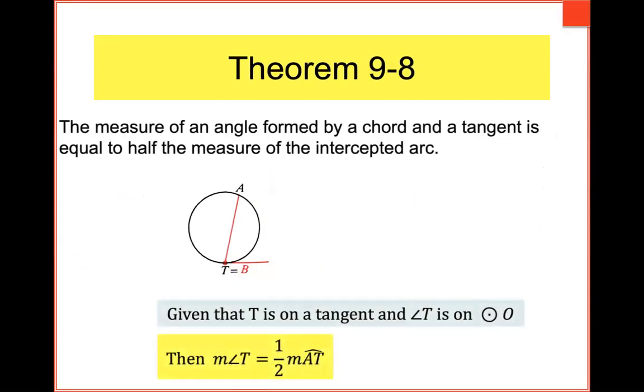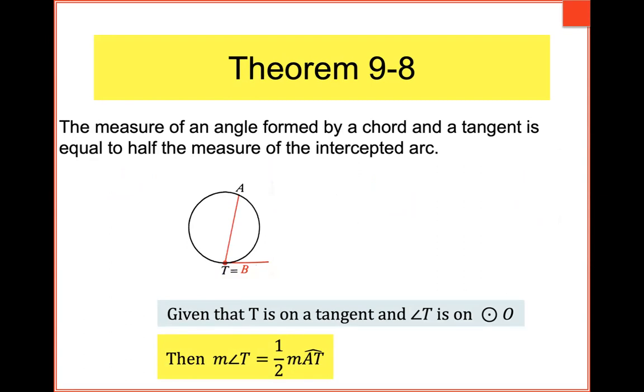So if you have a tangent to a chord on a circle, it's not an inscribed angle anymore, right? But that angle formed, angle T, we'll call it, is still equal to the same thing, a half of the arc it makes.